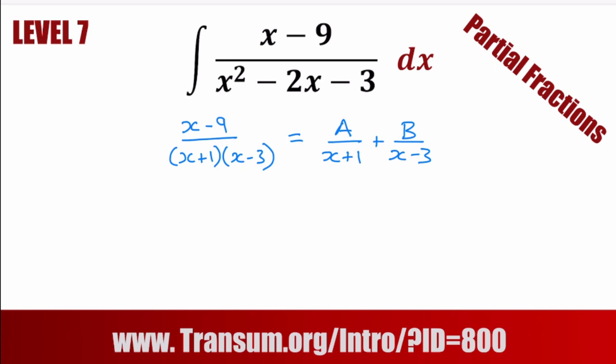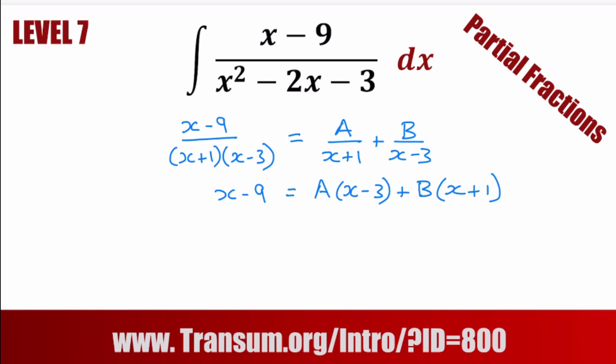And now if I multiply both sides by that denominator, I'll just be left with x minus 9 on the left. On the right, the first term will become a lots of x minus 3, and the second term will become b lots of x plus 1.